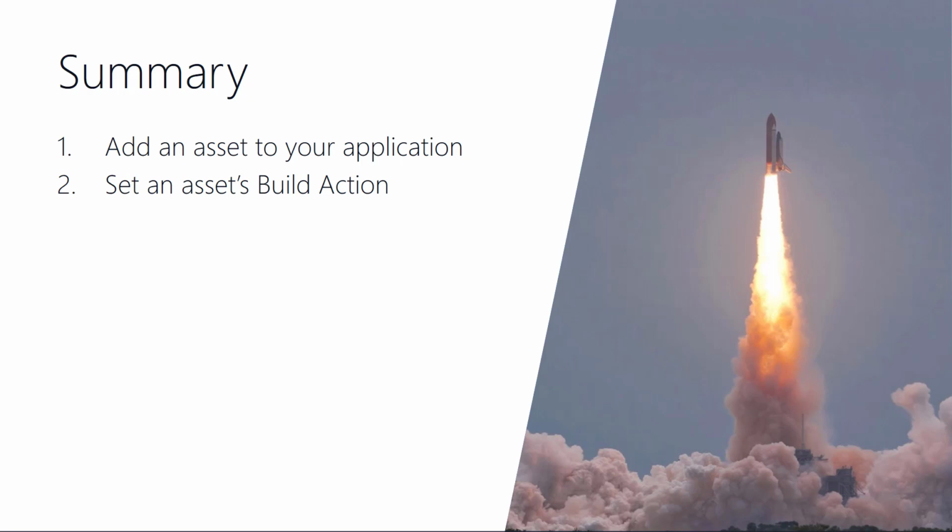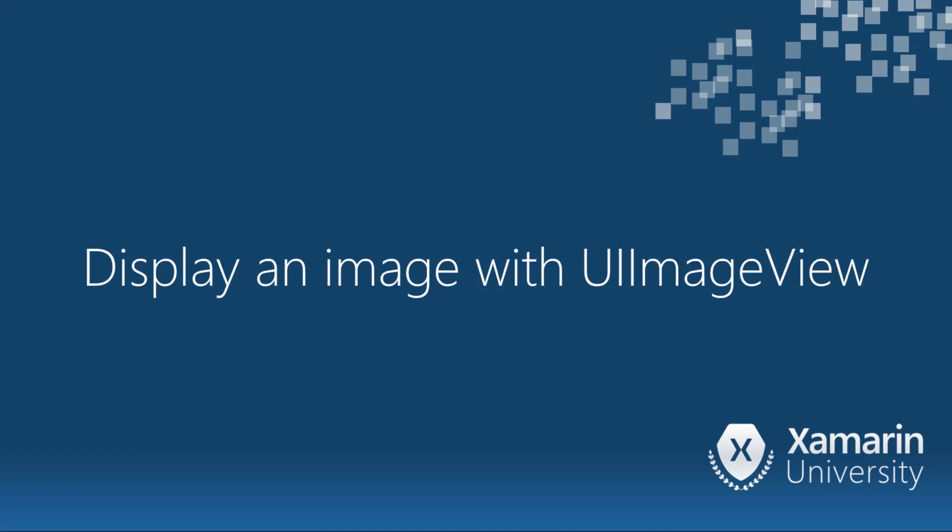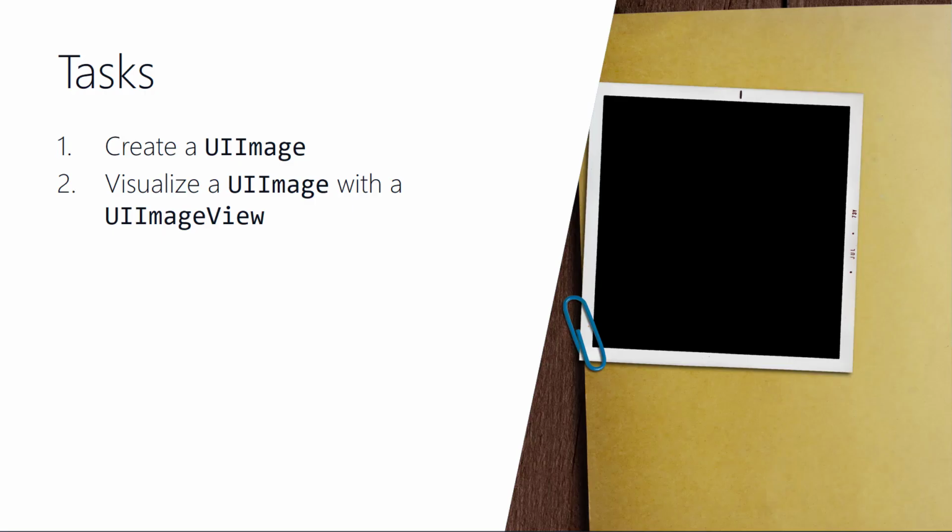So far we looked at how we can add an image into our application and also how we can set that image's build action. Now remember, we want the build action to be bundle resource, which means that the file will be included in the application bundle. Now we're going to look at how we can display that in our user interface. To do that, we're going to use a UIImageView. But before we can use a UIImageView, we need to create a UIImage. Then the UIImageView will visualize that UIImage on the screen.